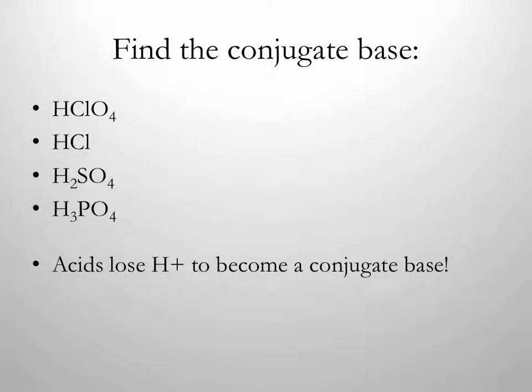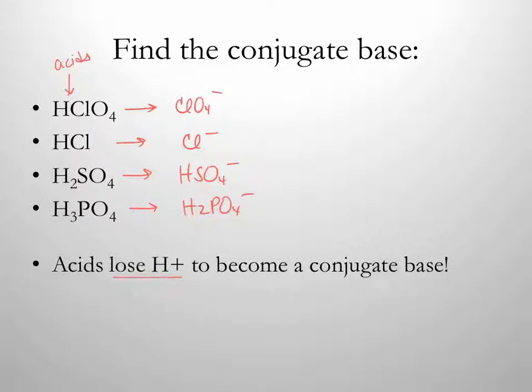And then the opposite, find the conjugate base. So all of these are acids. They're going to donate a positive. So they're going to become less positive than they were before. So this is going to be ClO4 minus. This will be Cl minus. This will be HSO4 minus. And this will be H2PO4 minus. Ta-da!